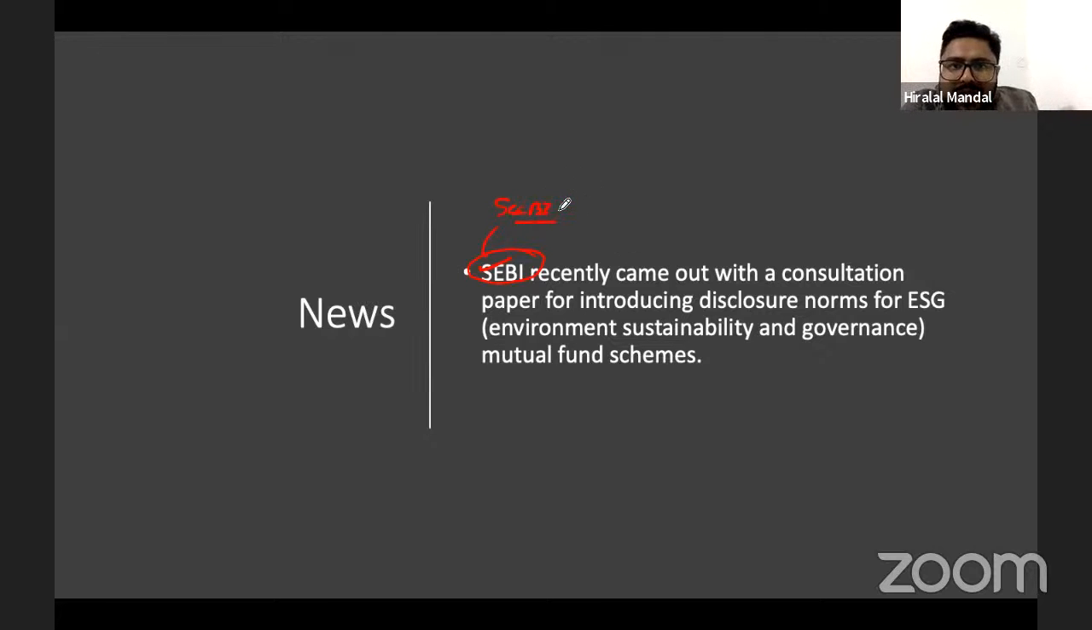Now SEBI is what? It is a regulatory agency. It regulates the capital market. Capital market means the market where long-term lending and borrowing happens, for example, the Bombay Stock Exchange. So SEBI regulates the capital market. Similarly, as the RBI regulates the money market, SEBI regulates the capital market, or the Bombay Stock Exchange, or a stock exchange. So that is one agency.